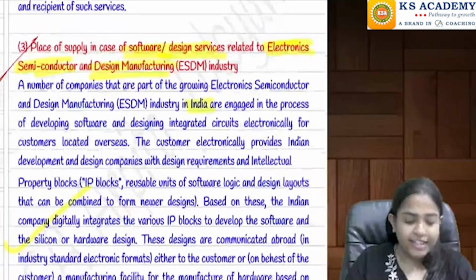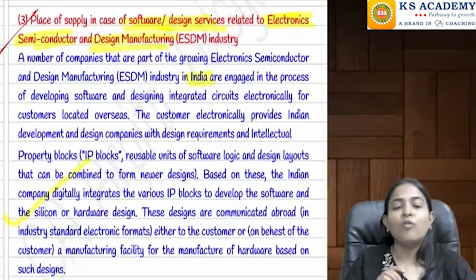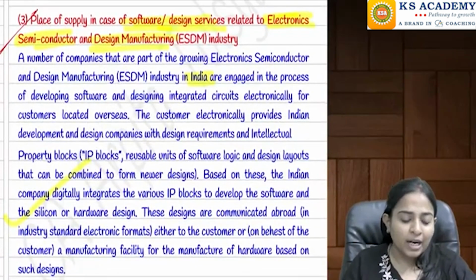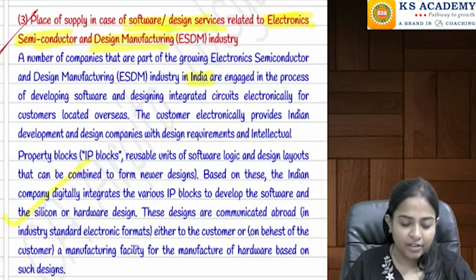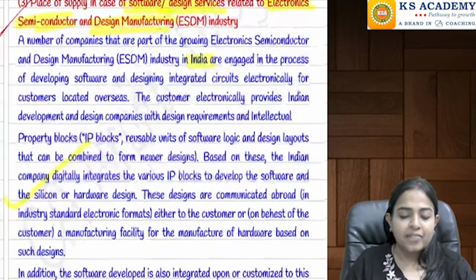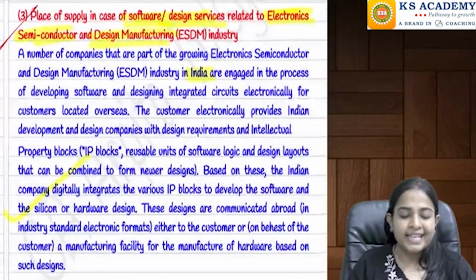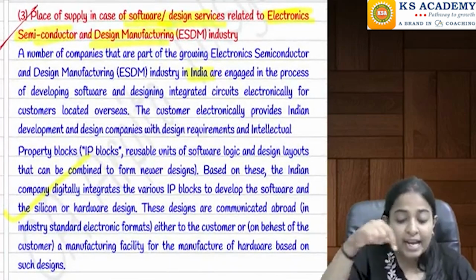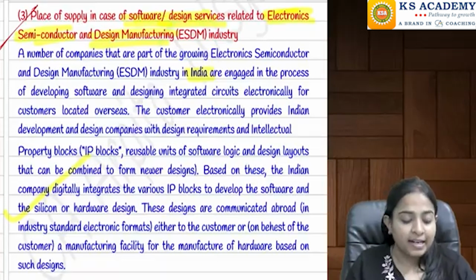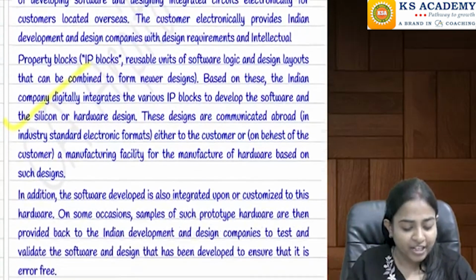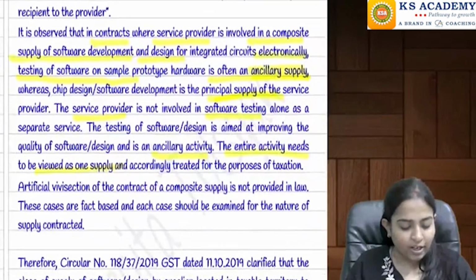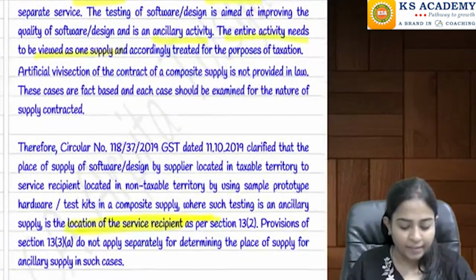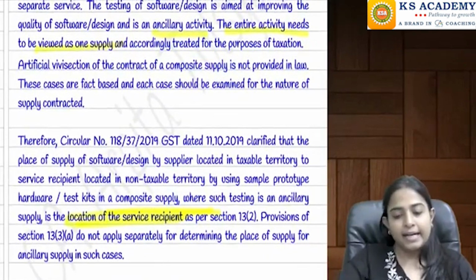Then after that, the next one, the third one. Check what is the third one. The third one was talking about place of supply in case of software or design services relating to ESDM industry. ESDM stands for Electronic Semiconductor and Design Manufacturing Industry. Okay, now listen, just try to understand what they are trying to tell us here.